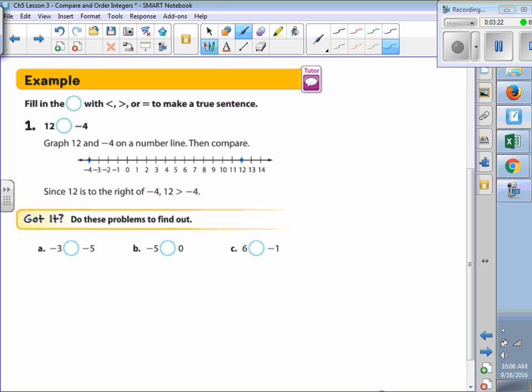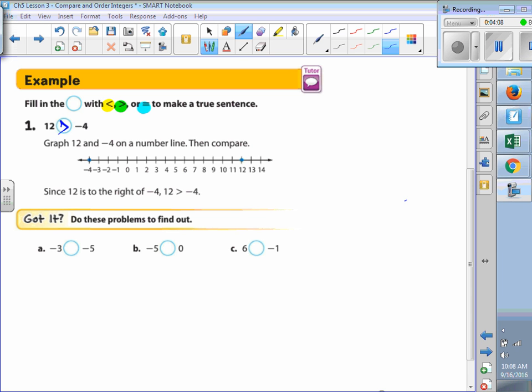So, for this next example, we want to fill in the blank with less than, greater than, or equal to. Very good. All right. So here we're looking at 12, and we're comparing that to negative 4. If I look at the number line, 12 is further to the right. So 12 is greater than negative 4.